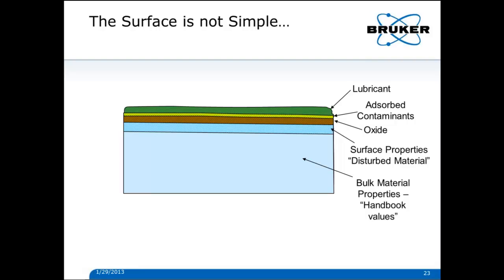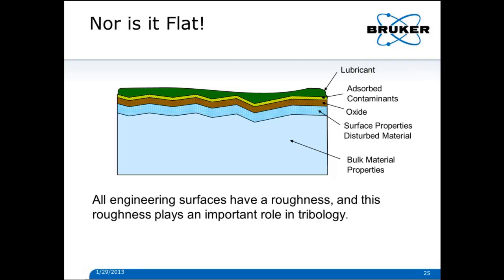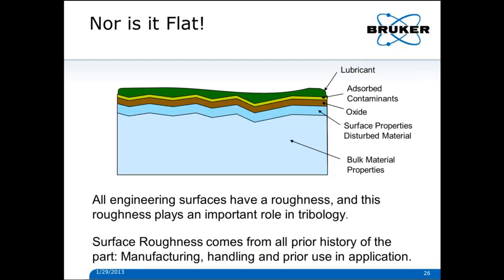These layers all play a role, even though their length scales are quite different. The bulk properties, or the substrate material, as it were, is on the millimeter to centimeter scale. All those things on top, which affect the friction and the wear, are on the order of nanometers to microns, quite thin. So while it's not simple, it's also not flat. Underneath all these layers, all engineering surfaces have a roughness, and that roughness is going to play an important role in tribology. And again, it comes from all prior history of the part, from manufacturing, handling, and prior use in an application.